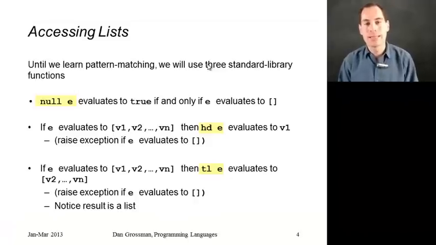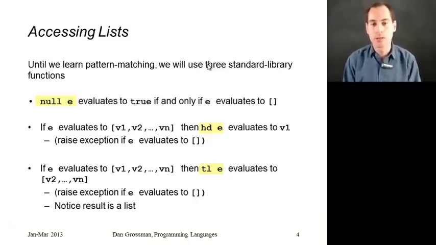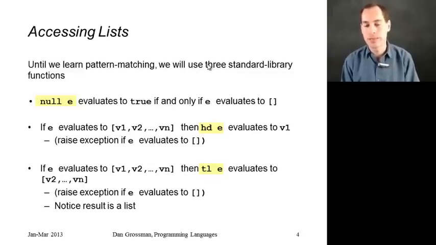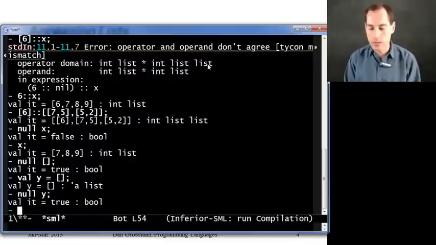So once you know a list is not empty, it's reasonable to ask for its head, the first element in the list, or its tail, which is the list of all the elements except the first one. And these are the two operations we are going to use to access the pieces of a list. So the head function, spelled HD, just takes a list and returns the first element. The tail function takes a list and returns all the other elements. All right, so these are just functions, so I can just call them like any other function.